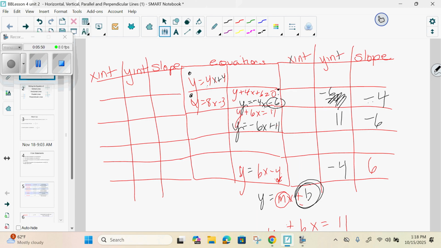Adriana, how about this one? What's our slope? 4. Y-intercept? 4. Same thing. Right? And Hunter, how about this one? Slope? 8. Y-intercept? Yeah. Okay.